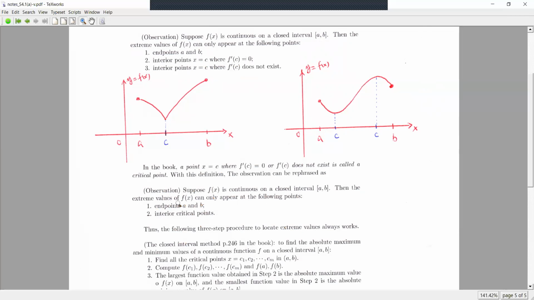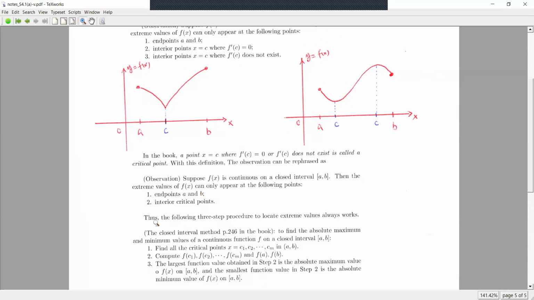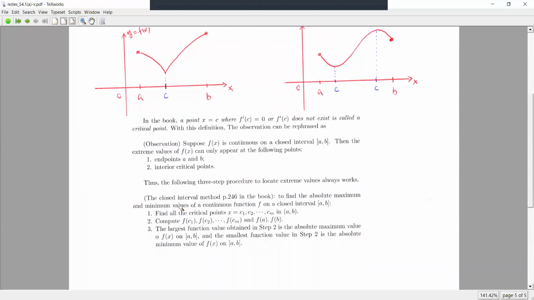Based on this observation, we have the following 3 steps to locate maximum and minimum function values. You can find these 3 steps in the book on this page. We give a name to these 3 steps: we call them the closed interval method to find extreme function values.